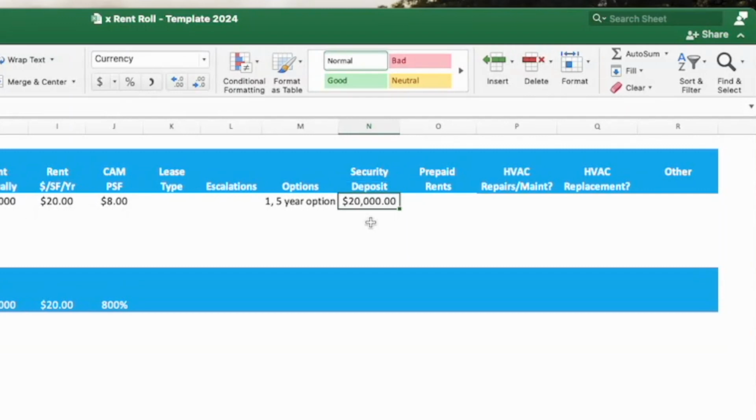Whether it's on the rent roll or not is not so important, but you've got to make a note of it somehow. So why not just throw it on the rent roll?